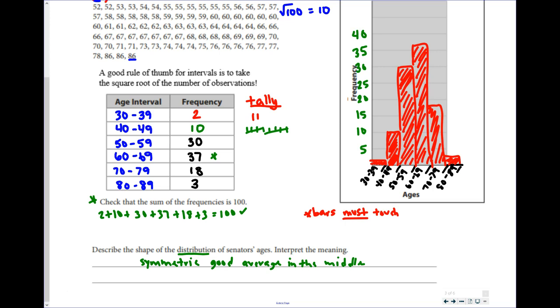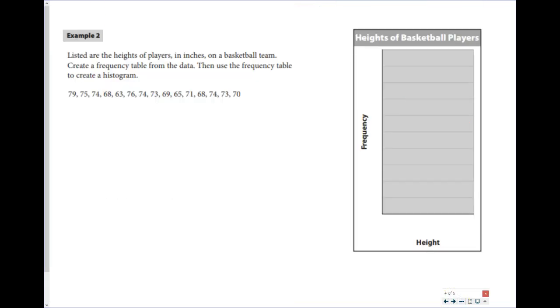Okay. Let's take a look at another example where I don't give you much structure. Here in this example, I just give you data points, and you have to go ahead and make your frequency table and make your histogram. So I'm going to make a little table here. This is going to be my interval. This is going to be my frequency.